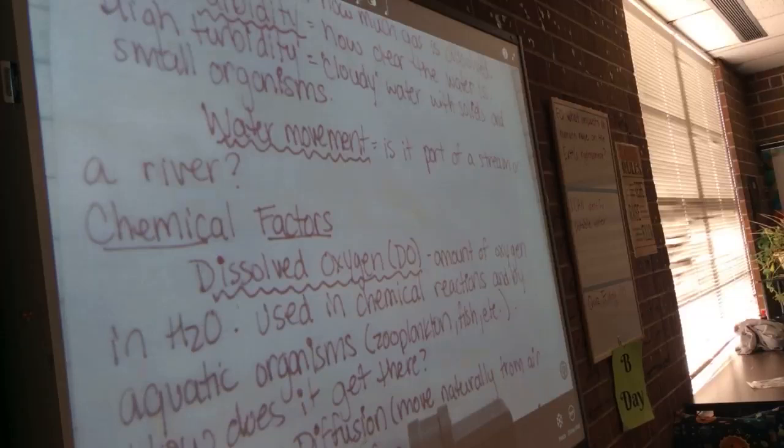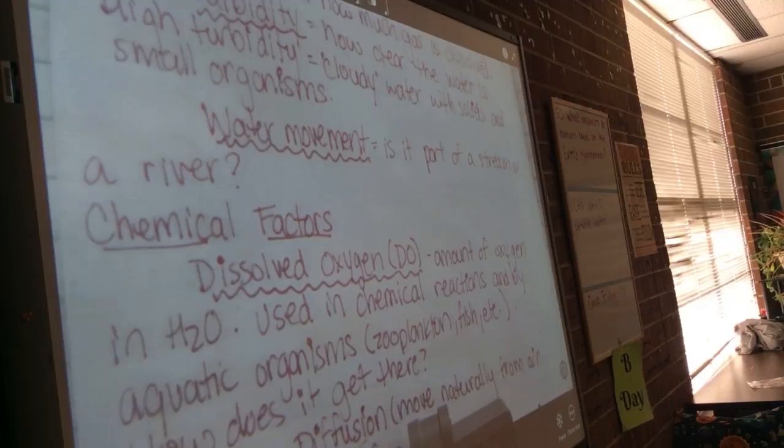And one of the most important ones is dissolved oxygen, called DO. Dissolved oxygen is literally the amount of oxygen that's dissolved in the water. This is really important to living things in the water, and it's also important for chemical reactions in the water. You need that oxygen to facilitate some of the chemical reactions that are important to living things.